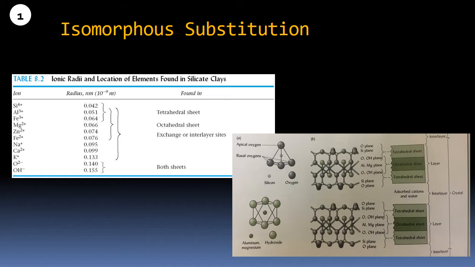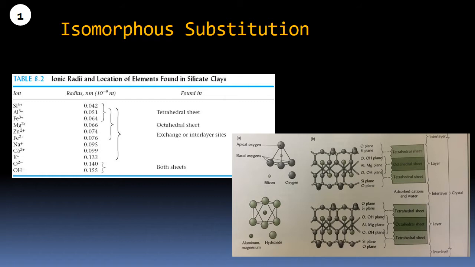Although aluminum is a little bit larger than silicon, or iron is also a little bit larger than the silicon, it's almost the same size, just slightly different. But it can fit at the center of the tetrahedron without changing the structure, but it ends up increasing the negative charge.